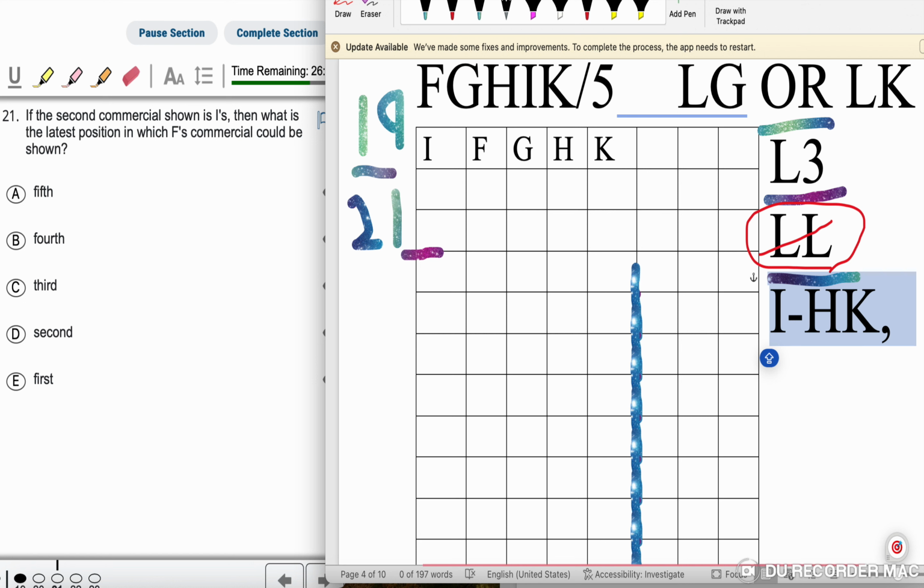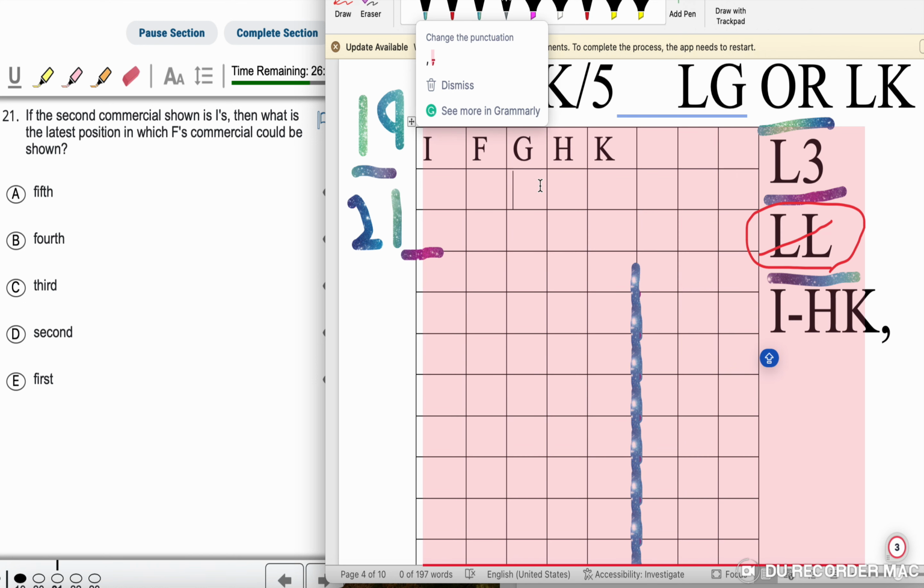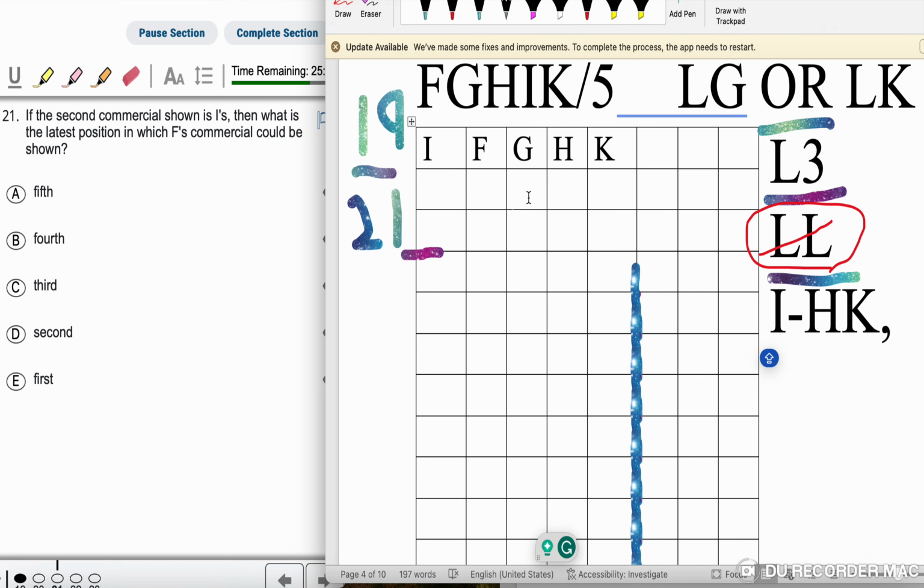Question 21. If the second commercial is I, then what is the latest position F could be shown? So I'm going to put I here, and I'm going to make it bold, so that way we know that I is in the second position and it cannot be relocated. I'm going to go ahead and fill in the information as best I can, knowing that the long commercial has to be third, and G and K have to be shown.